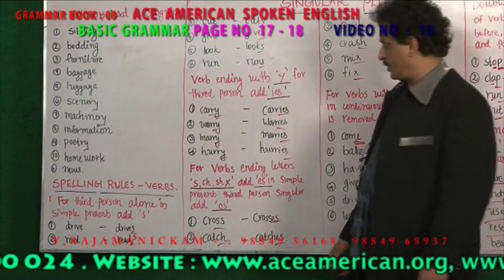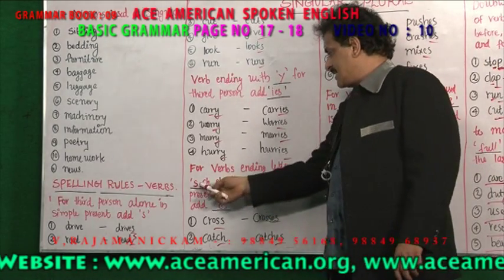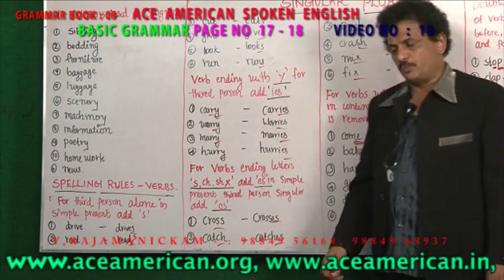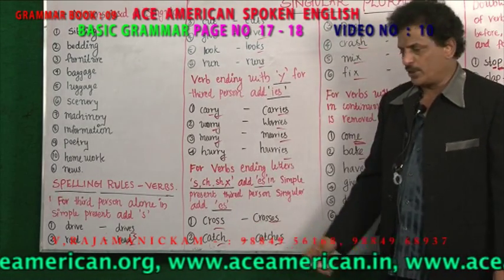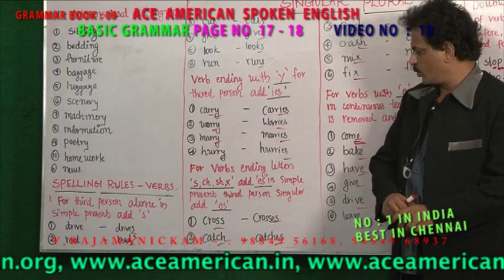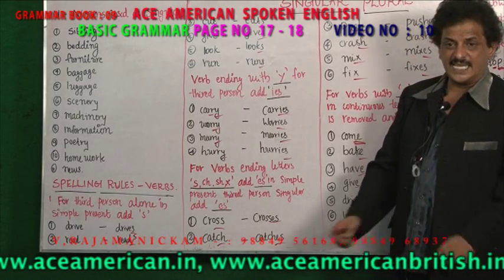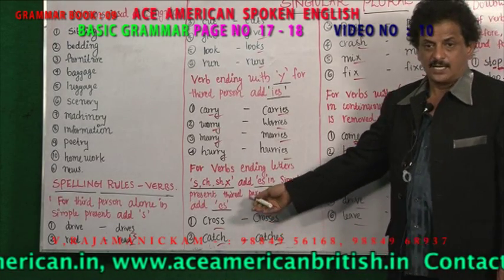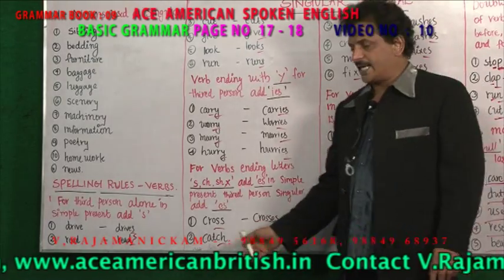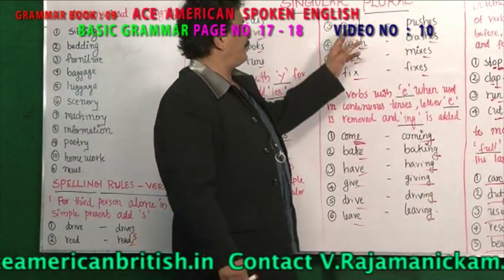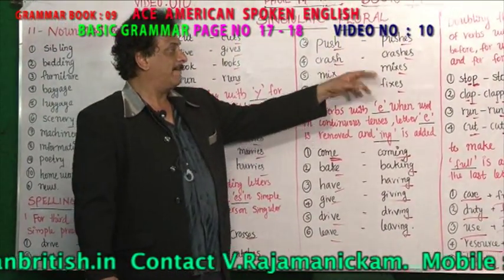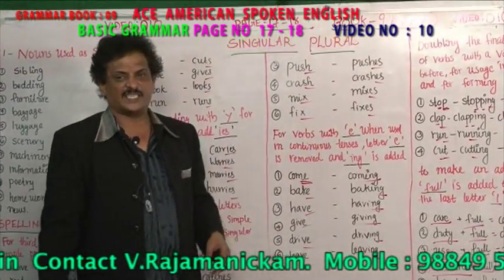For verbs ending in S, CH, SH, or X, we add ES to make them singular. Cross, crosses; catch, catches; push, pushes; crash, crashes; mix, mixes; fix, fixes.